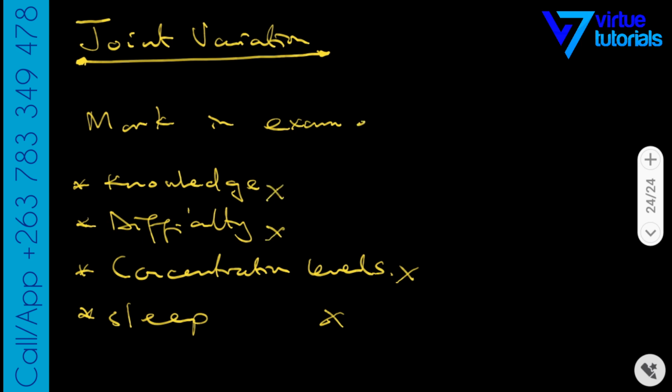So joint variation serves that purpose. It serves the purpose of showing a relationship between many variables, right? So the joint variation is simply a combination of two or more direct variations or inverse variations. So let's look at an example there, right?